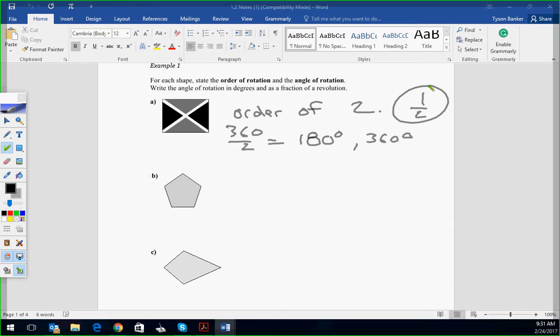Okay, how about the pentagon? Order of 5, good. So then you'd have 1/5. Every 1/5 turn, it's going to land on itself, which, 360 divided by 5 is what? 72? I believe you. Okay, 72 degrees. So every 72 degrees, it's going to rotate and land on itself.